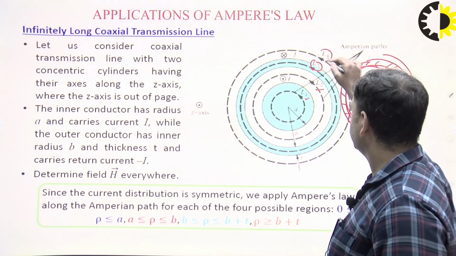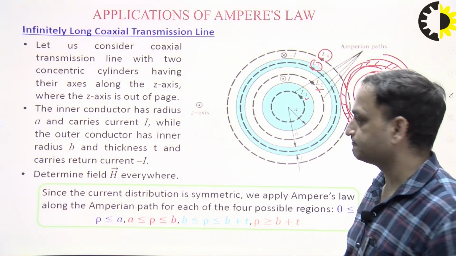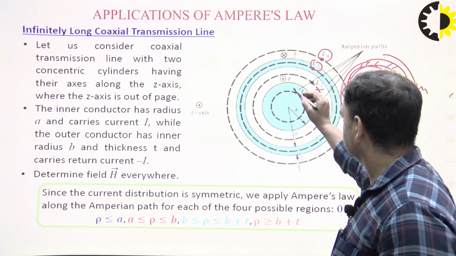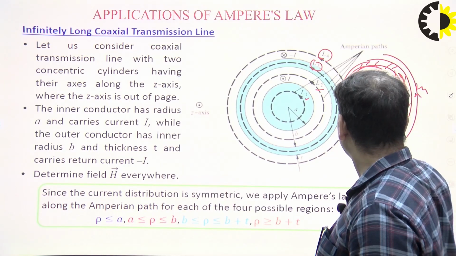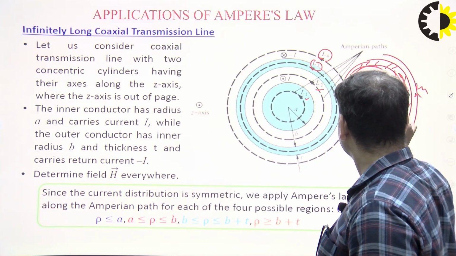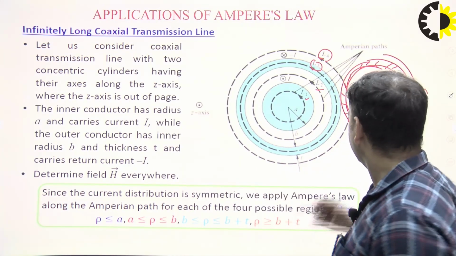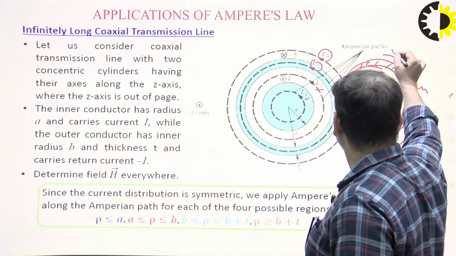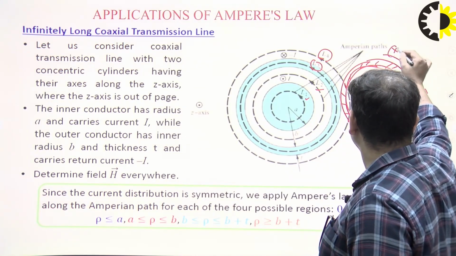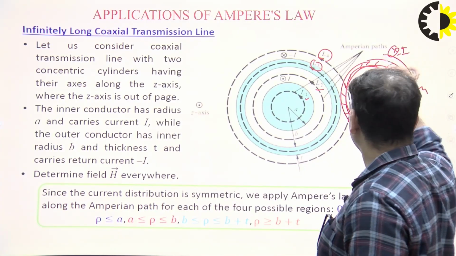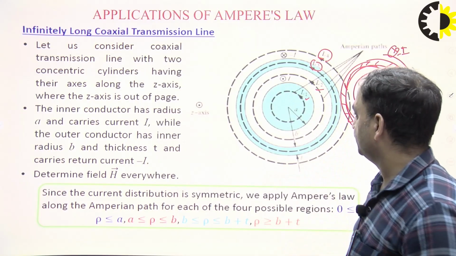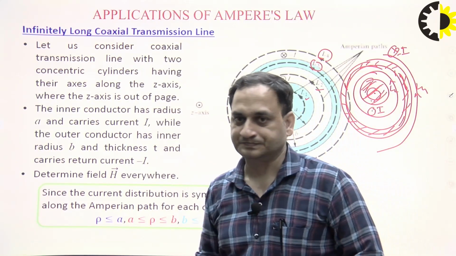So L4 is representing this one. Here we see that for the inner conductor, the current is flowing outside the board. We are representing it as I outside the board. And to complete the closed circuit, we are taking the I inside the board, that is the minus I current which is flowing inside the board in the outer conductor.